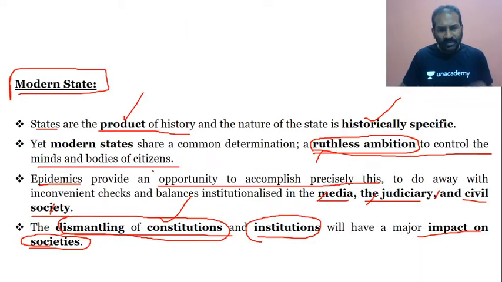So these are the things we have looked at, and the conclusion can be that the dismantling of the constitution and institutions will have a major impact on society. And what institutions are we talking about here? Can anyone please let me know? I will conclude in just 1 minute. What institutions are we talking about here?